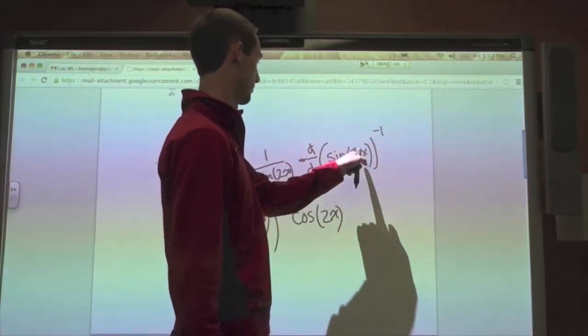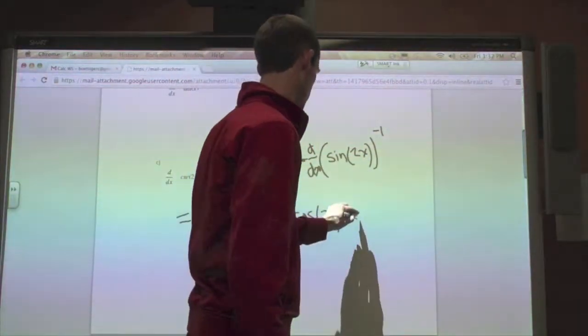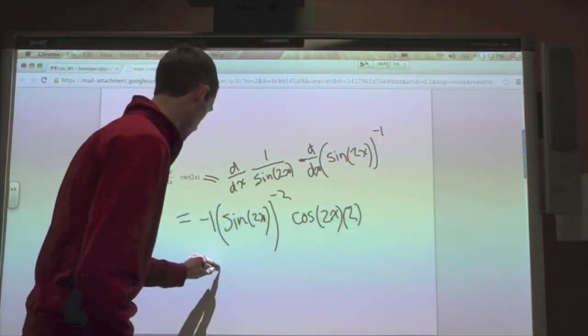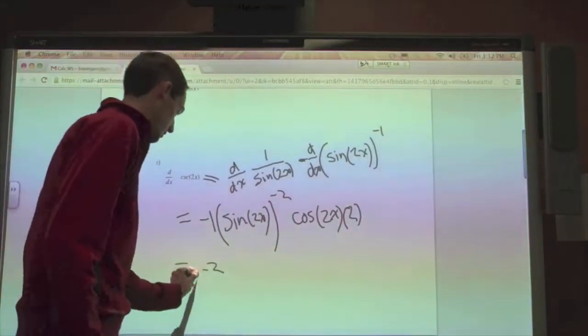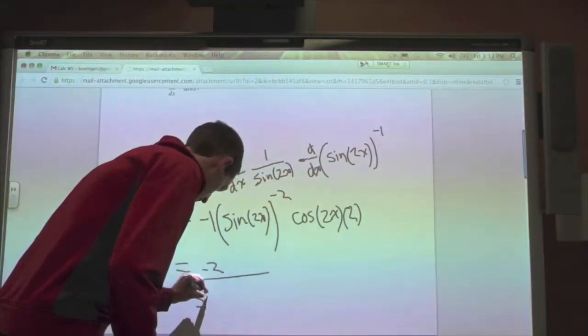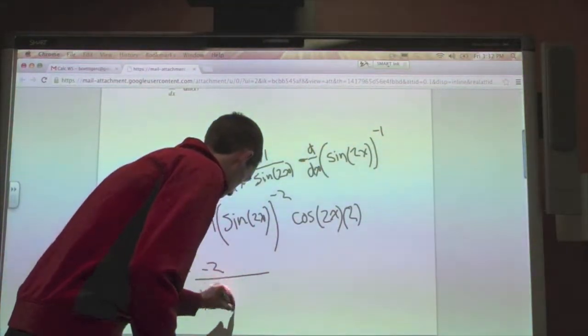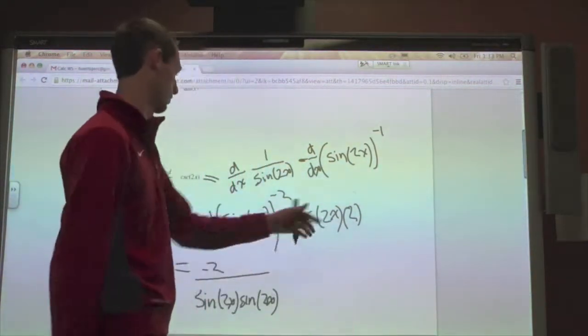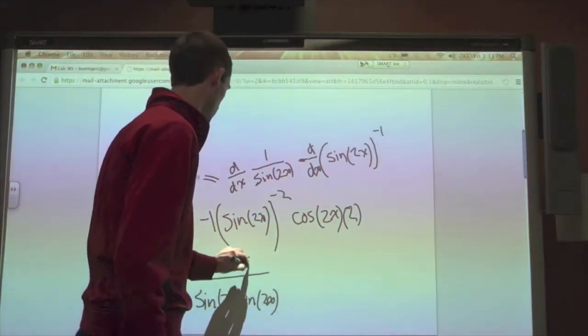And then we need to finally take the derivative of the inside of that, which is just going to be times 2. So when we rewrite this, we're going to get negative 2. Sine of 2x is on the bottom, and it's squared. So sine 2x times sine 2x. And we've got cosine 2x on top.